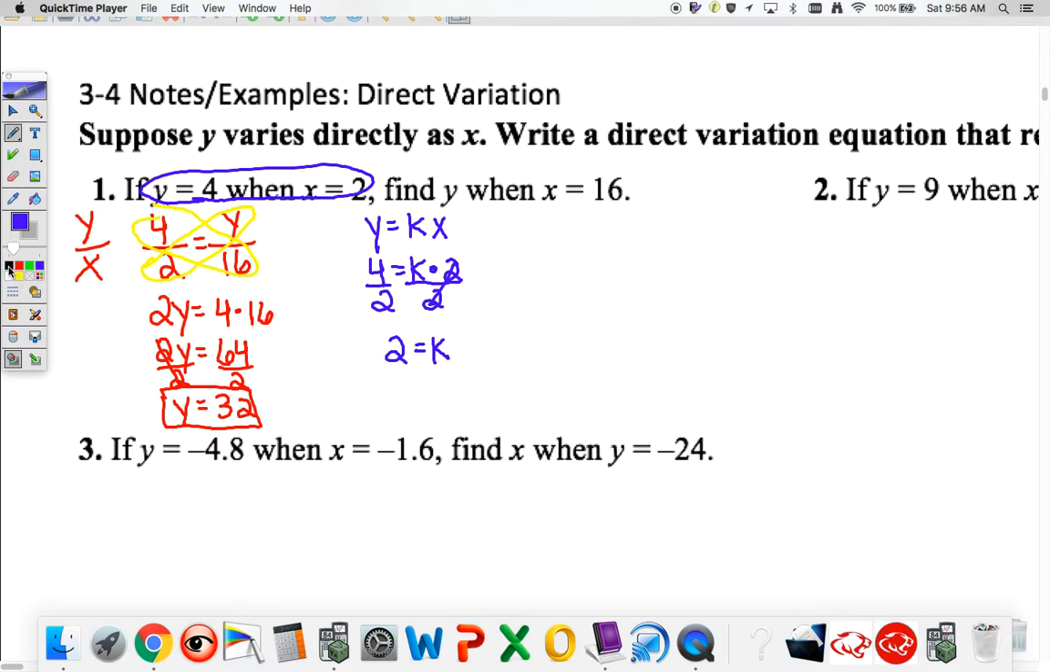So what we're going to do is we're going to take this value of k and we're going to plug that right back in here for k. So our actual equation is going to be y equals, instead of k, I know k is 2, and then you have x. So every single one of these, you're going to have two answers. You're going to have what either the y or x value is that they ask for, and then you're going to have your equation. Okay, so we'll do a couple more. Like I said, it's not too hard. It's just setting up a proportion, one-step problem, and plugging it back in. So let's look at number 2.